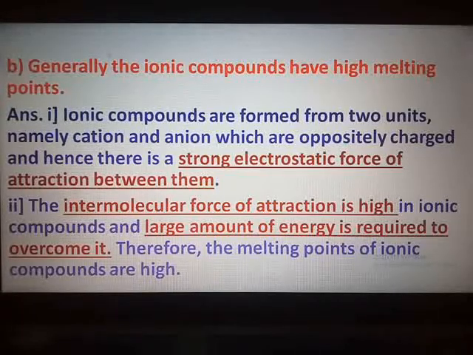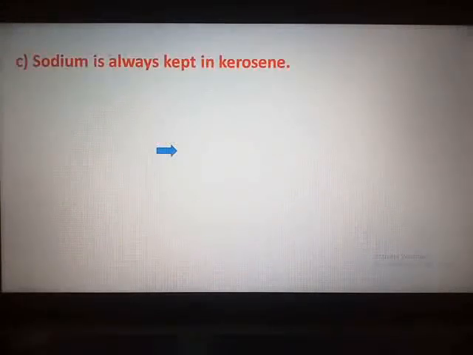Give reason 3, that is 5c. Sodium is always kept in kerosene. Sodium, you know how highly reactive it is. It not only combines with oxygen from the air but also with water, and it can readily catch fire and cause an accident, and hence to avoid all this it is kept in kerosene. So for the answer, refer page number 94.